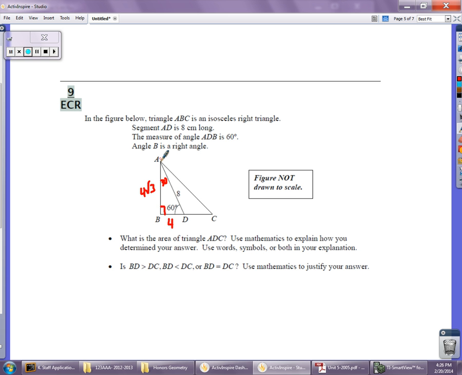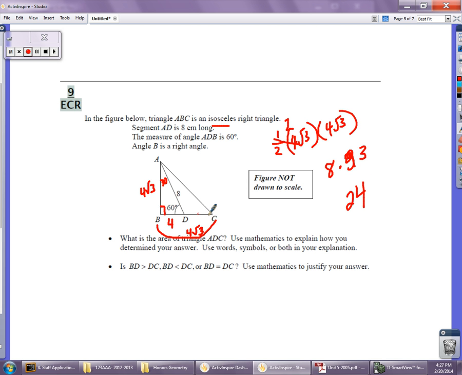It says that this is an isosceles right triangle, so this would be a 45, 45, 90. So this is 4 root 3, which would mean BDC would also be 4 root 3 because it's an isosceles triangle. So to find the area of the big triangle, I would do 1/2 times 4 root 3 times the base 4 root 3. This could become 2, so 8 times 3, which is 24. So the area of this whole triangle is 24.